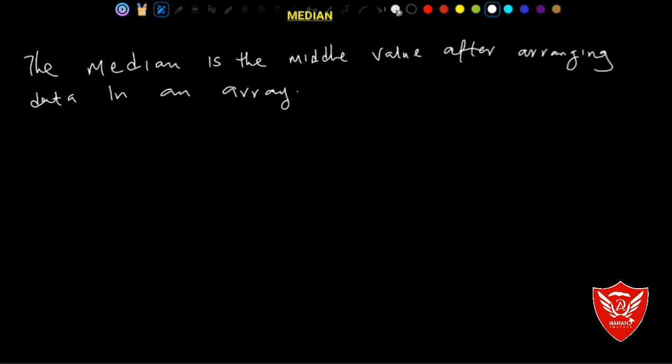The median. Now, the median is the middle number or the middle value after arranging your data in ascending order or descending order. So when you are given a data set, for you to get the median, you have to arrange the data set in ascending order or descending order, which is also known as an array.